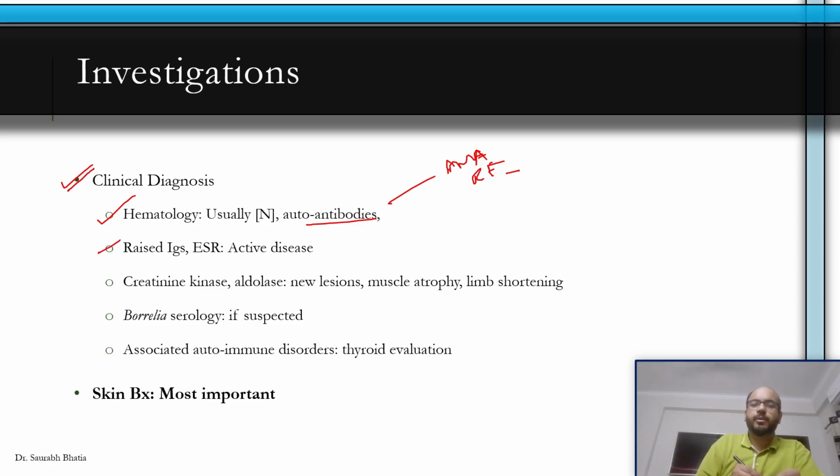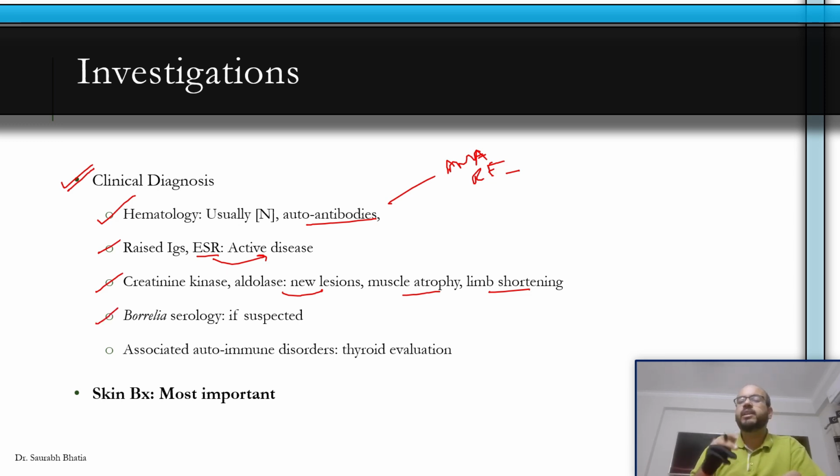You can have raised immunoglobulins. ESR is a marker of active disease. If you have more ESR, you have more high sensitive CRP. So these are all markers of active disease because these are markers of active inflammation. Creatine kinase, aldolase can be seen as markers of new lesions, muscle atrophy, and limb shortening because there's increased inflammatory activity and tissue destruction going on.